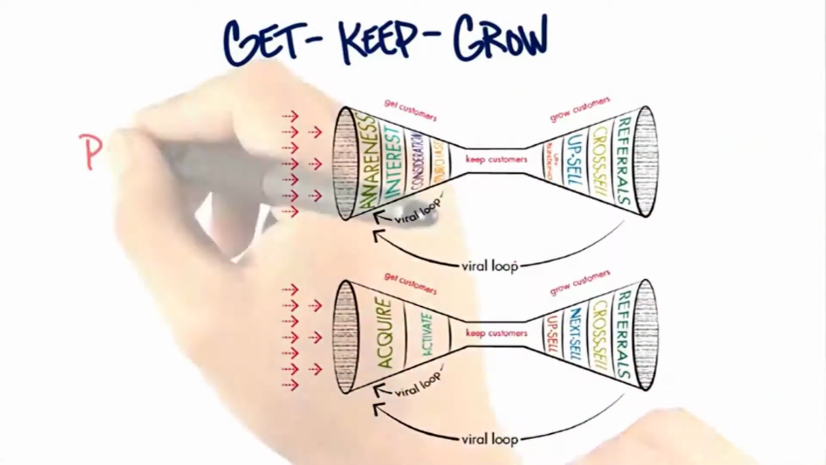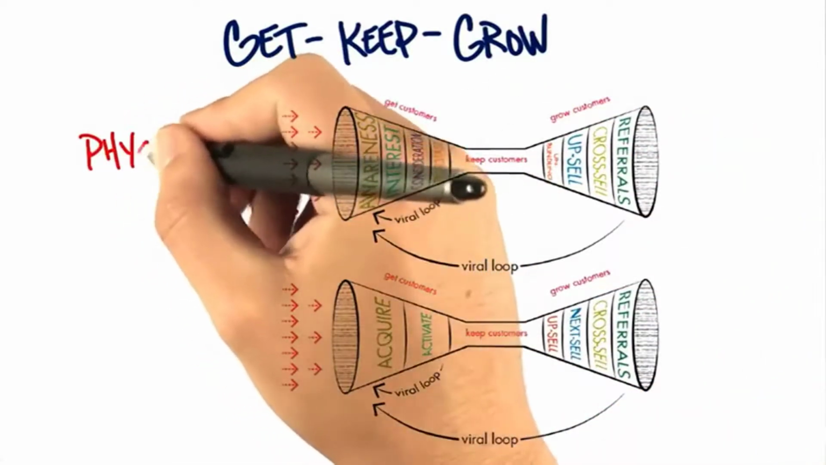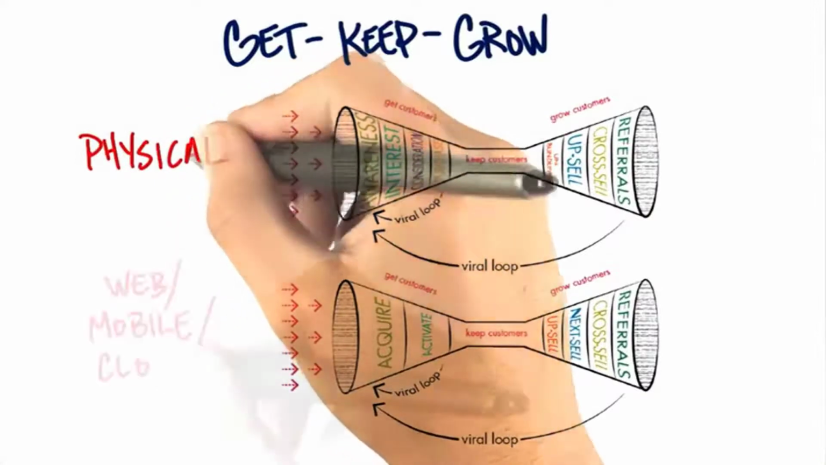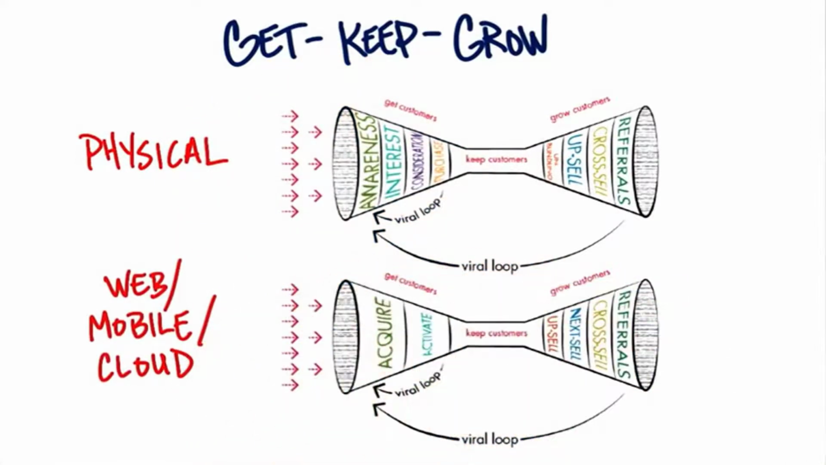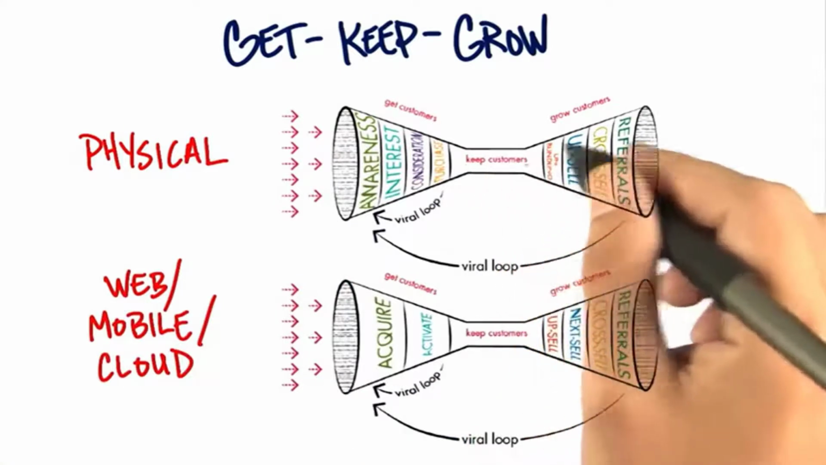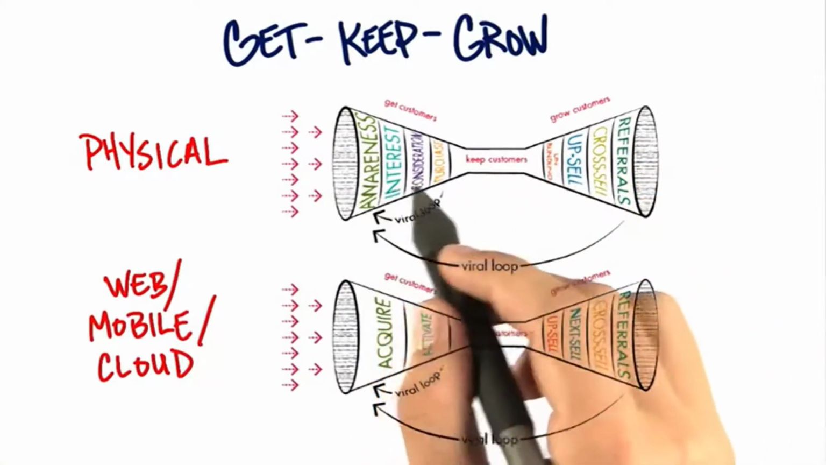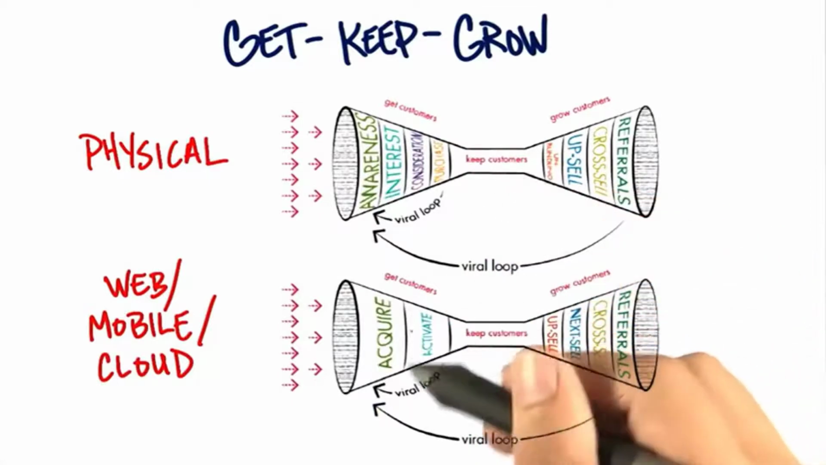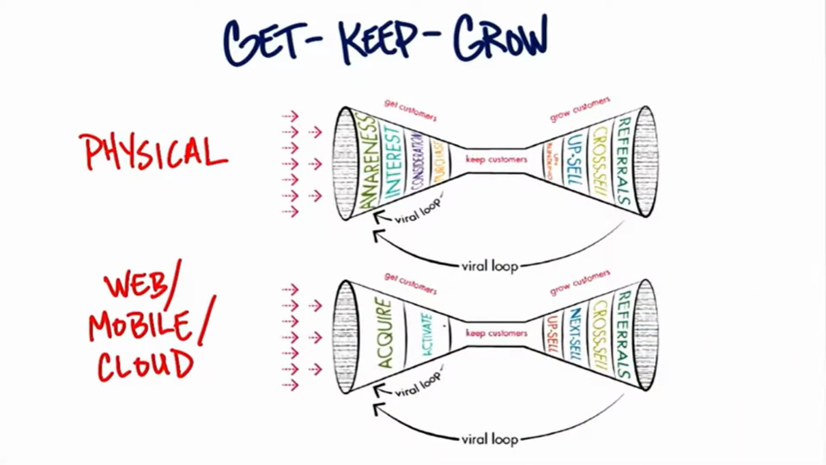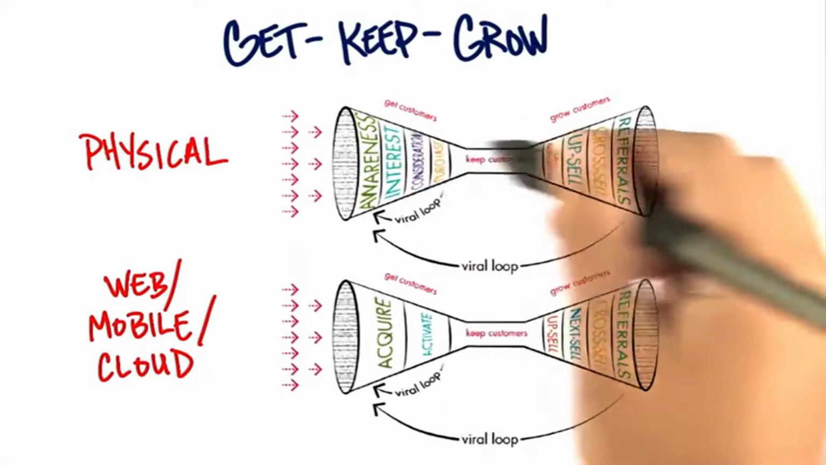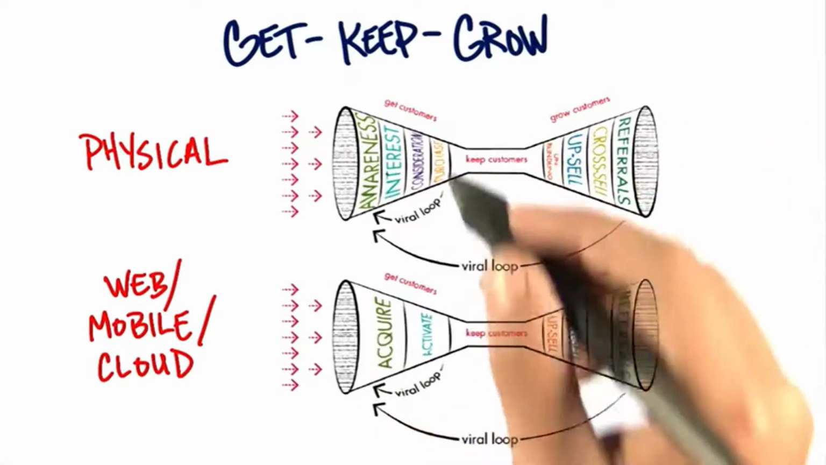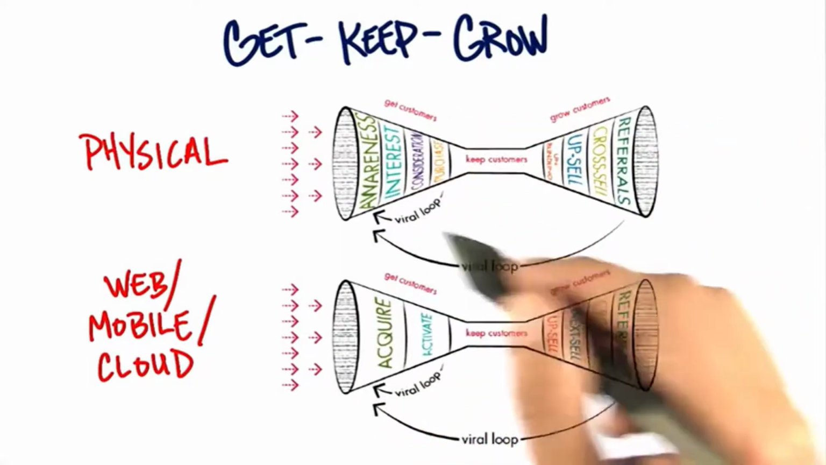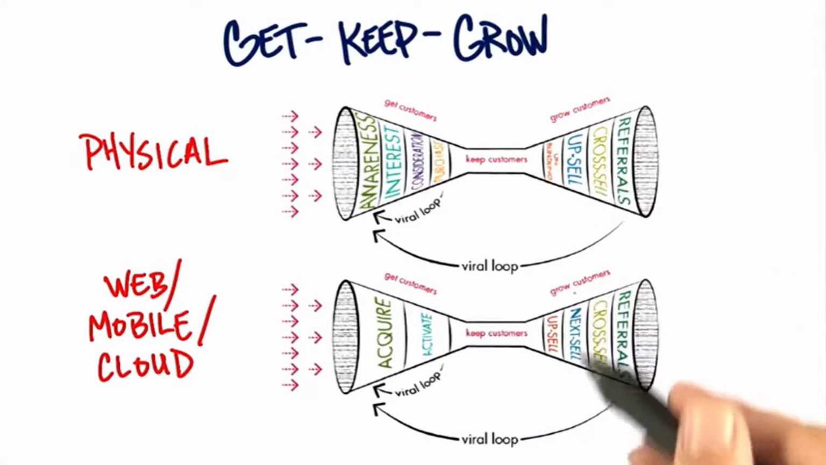And the one thing to notice is the one on the top represents a physical channel, and the one on the bottom is web mobile. And the thing to just remember is a physical channel, as we're going to see later, that the details inside of how you get or acquire customers are different than how you would acquire customers in web mobile. Just know that the physical representation of the customer life cycle, get, keep, and grow, is kind of this double-barreled funnel. And that's why we draw it this way.